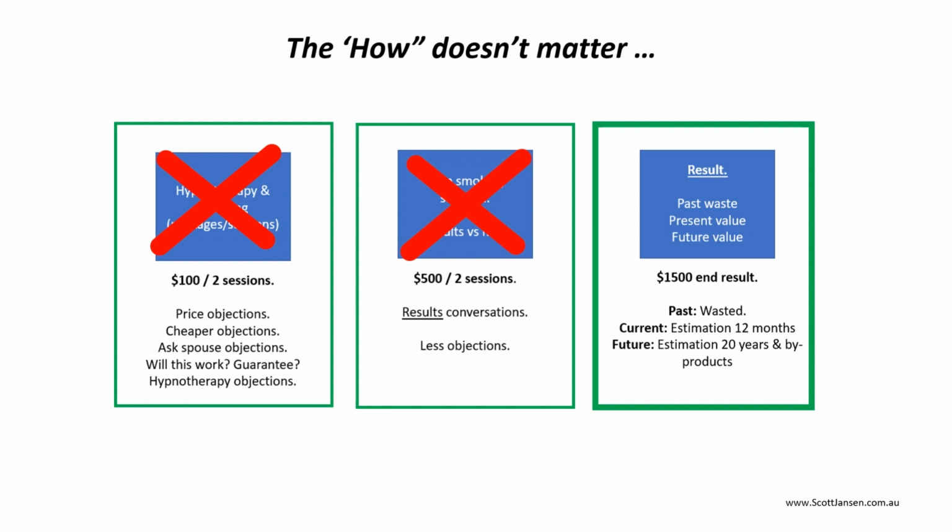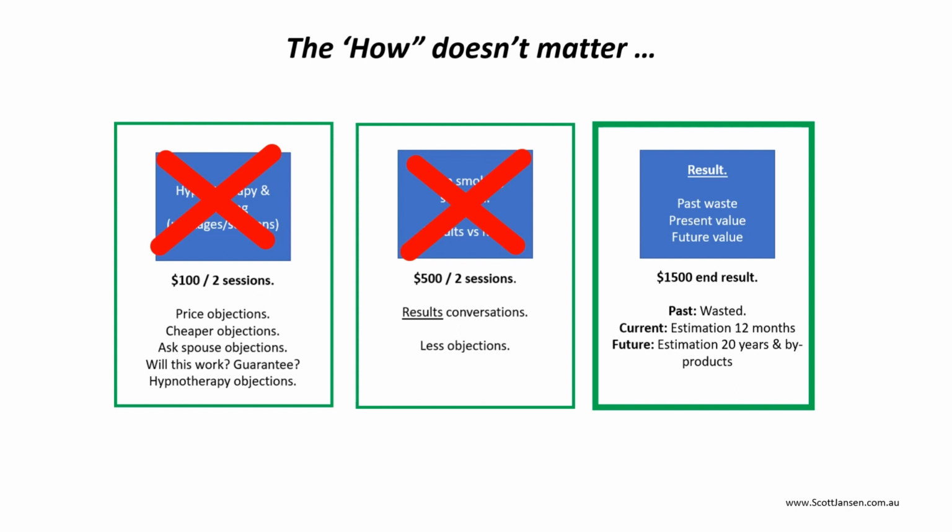So we call this past waste. And now we have present waste, like in the next 12 months, how much time, emotional and financial things are you going to waste, but also making my clients aware of the future value. What are the future things, those byproducts that I'm going to give you as a result of working with me today? So what is the past? What's been wasted? How much time, effort, energy, and emotional things have been wasted? What's the current estimation of the next 12 months, client?